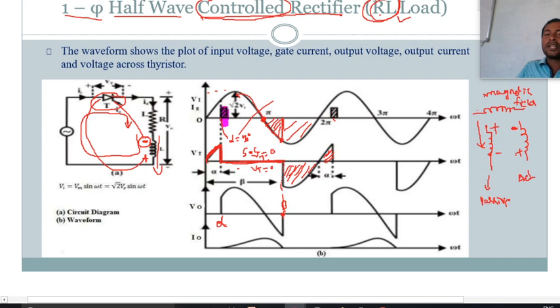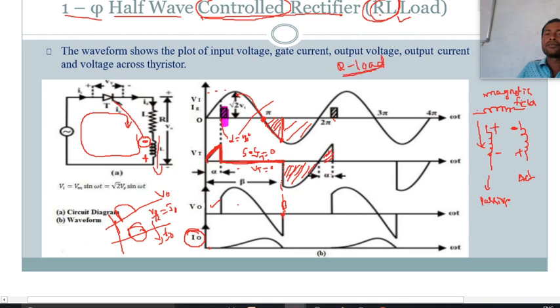So if you take the current waveform, this will differ from the output voltage waveform. In the previous R load, the voltage waveform and current waveform will be approximately the same, but the magnitude will decrease because V output by R is equal to I output. This is V output, this is I output. I output magnitude will decrease. So the output voltage waveform and output current waveform are approximately similar, but the magnitude will be different for R load.